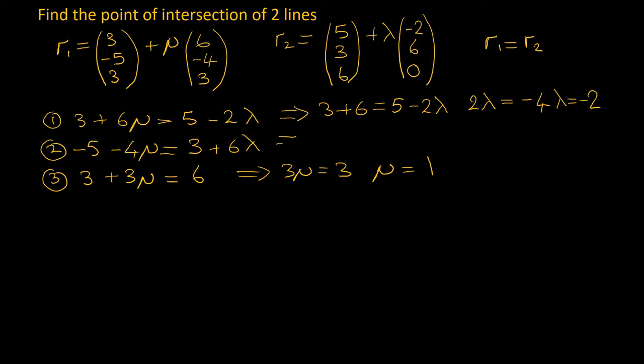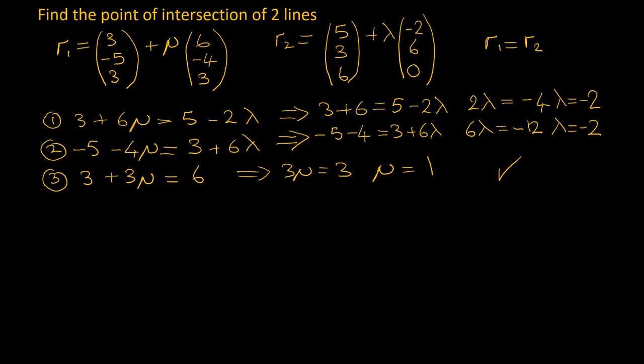Now let's check out equation 2. So we'd have minus 5 minus 4 equals 3 plus 6 lambda. So we're going to have 6 lambda equals minus 9 minus 3, so that's minus 12. So that gives us lambda equals minus 2. So because they're both the same lambdas for the same mu, then that means yes, they do intersect.